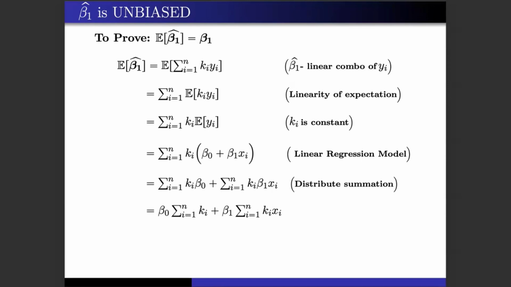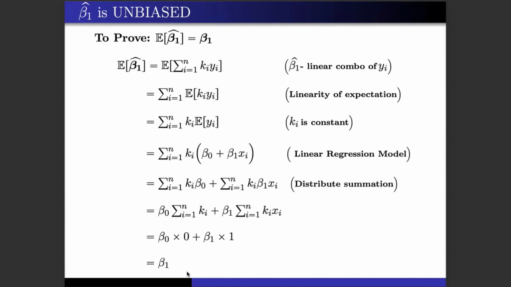And we have just now proved two properties of ki. The first one was that summation ki is equals to 0. Therefore, for the first term, we write beta naught as it is, and then we use that summation ki is equals to 0. And for the second term, we write beta 1 as it is, and we have just now proved that summation ki xi is equals to 1. And when we simplify it further, we get beta naught times 0 is 0, beta 1 times 1 is beta 1, and we have proved that expectation of beta 1 hat is equals to beta 1, which means that beta 1 hat is unbiased.